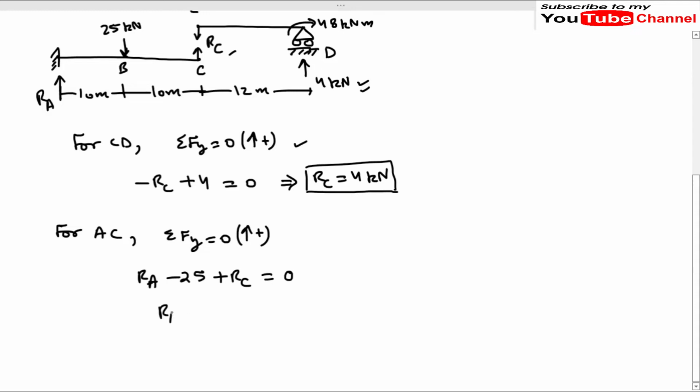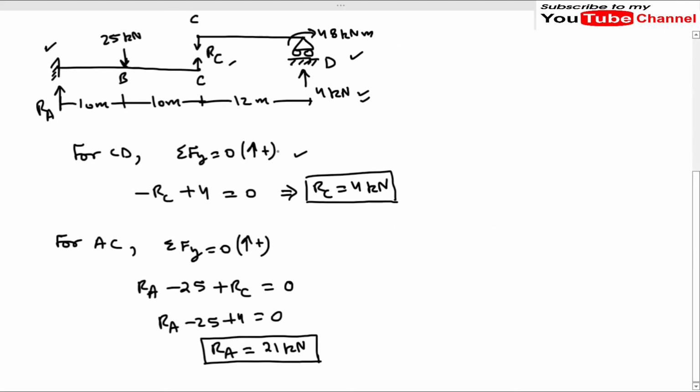The value of RA is unknown. The value of RC is 4 kilonewton, so plus 4 is equal to 0. So from here we will get the value of RA as, sorry, it will be positive, 21 kilonewton. So we have got the support reactions.